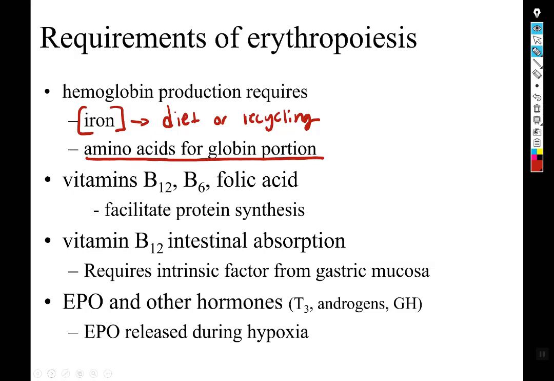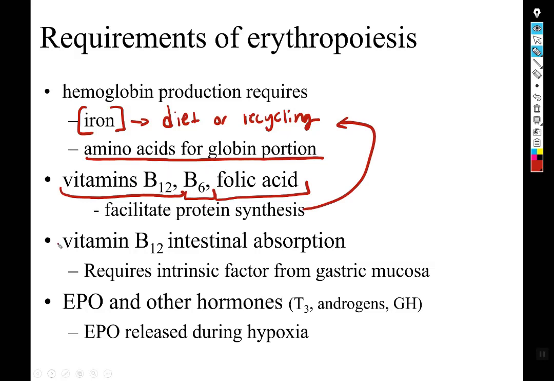It's a tetramer, which means that you have to take 4 chains of amino acids, fold them up, and stick them together. You also need vitamins, so B12 is one, and this is important for protein synthesis and a little bit for iron homeostasis. B6 and folic acid, so all of these are going to facilitate and support this.